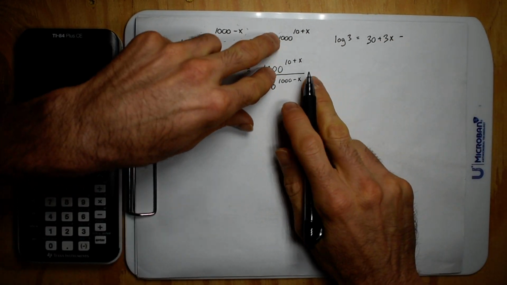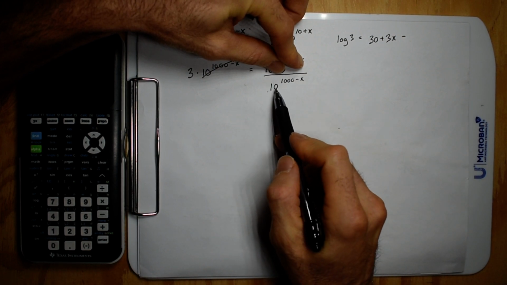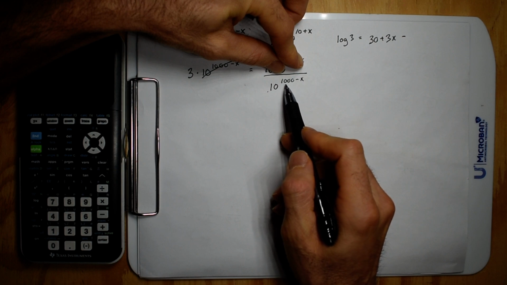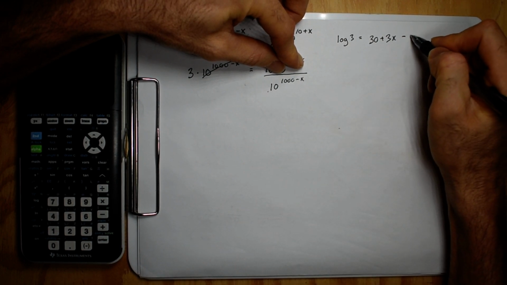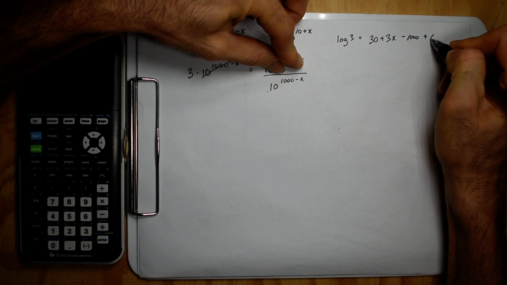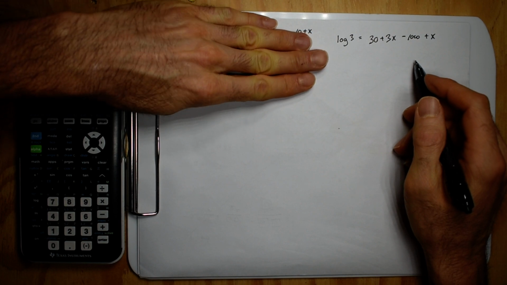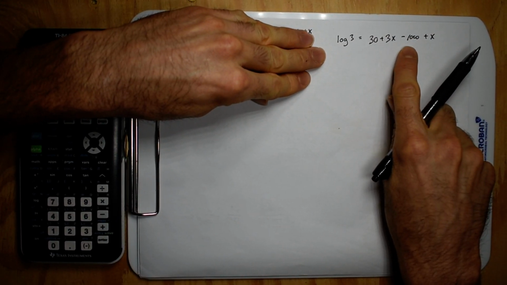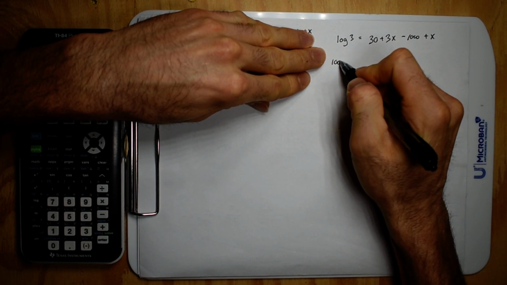And now we have to subtract the log of this. The exponent comes down, but multiply by the log of 10. Log of 10 is just 1. So it's minus 1,000 minus x, so it's minus 1,000 plus x. Hell yeah, we're totally on a roll. Just within a few steps, we turned this into something so cool.